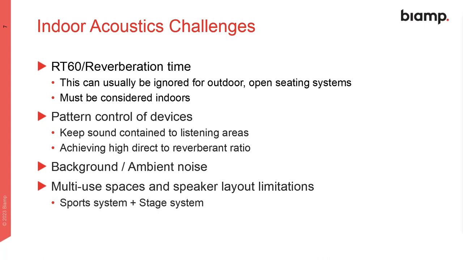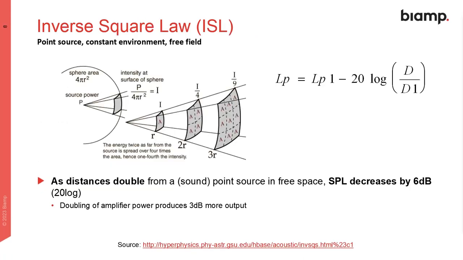And then we have multi-use spaces, such as gymnasiums. We're seeing a number of gyms these days, and especially in the junior highs and such, where that would be the main assembly space. We've got a stage in there, and they play basketball in there. Those usually end up being two separate systems, for the sports system versus a stage system, so we can get good localization, but they should generally be treated as two separate systems.